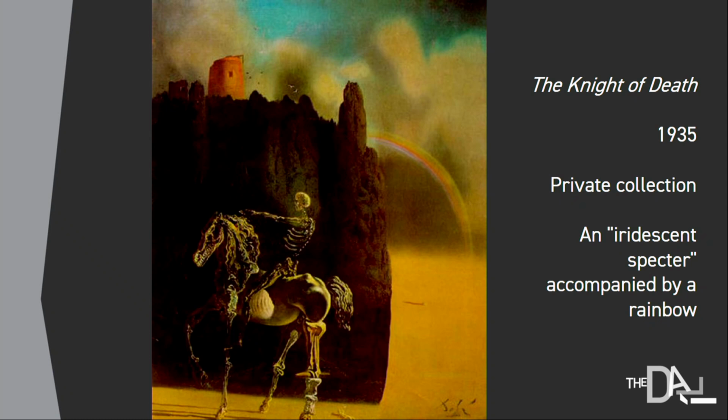We move on. This is called the Night of Death. It doesn't have the word specter, but Dalí describes it as an iridescent specter accompanied by a rainbow. So it appears over and over again that the skeletal structure represents specters, where the shrouded, ghost-like figure is a phantom.